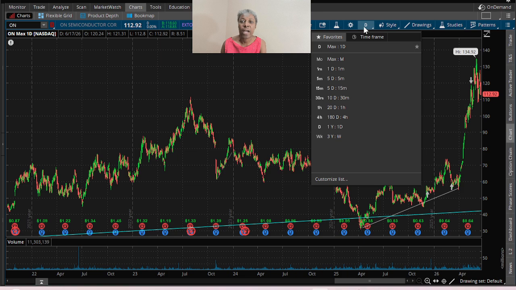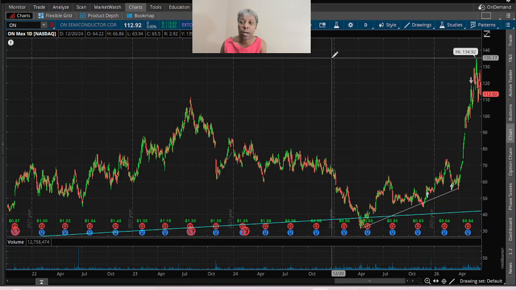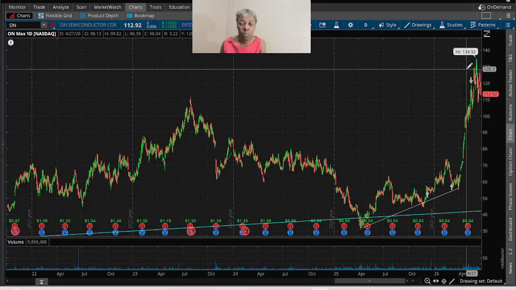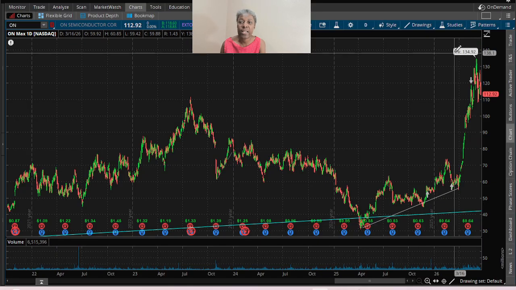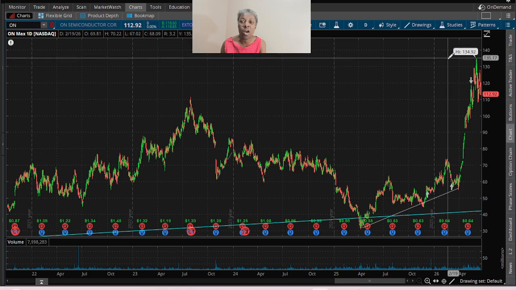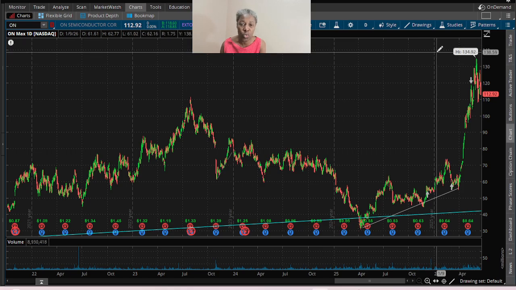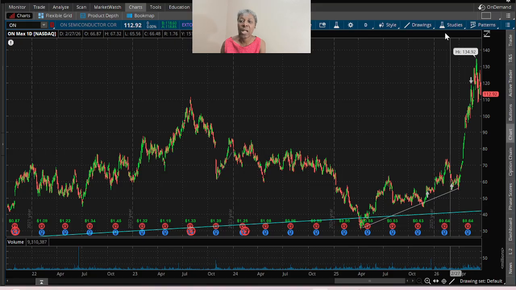And I use the maximum daily chart, or maximum chart. By using the maximum chart, the platform, in this case Thinkorswim, will automatically put the all-time highest price on the chart for you. And when I see the all-time highest price, I use that as my exit point. That is the peak of the mountain, the highest price.